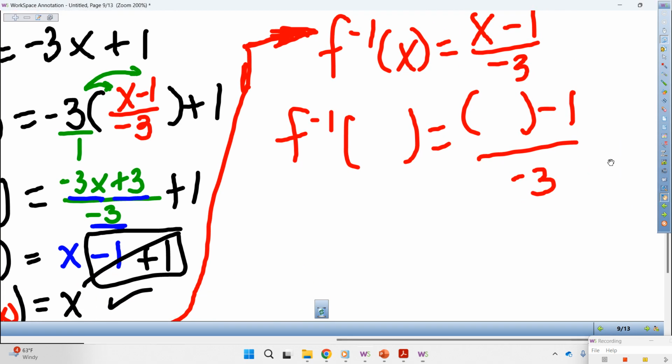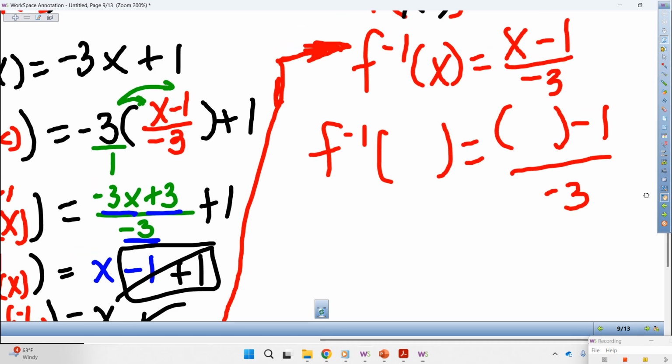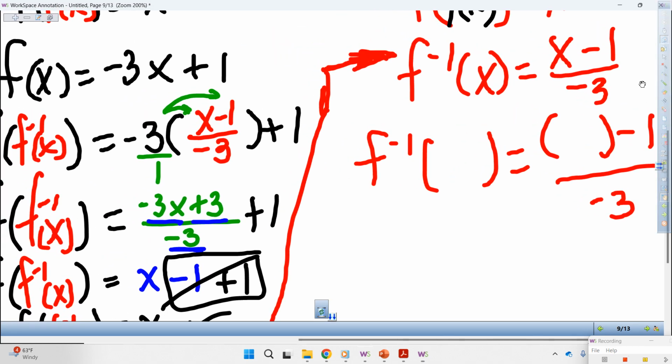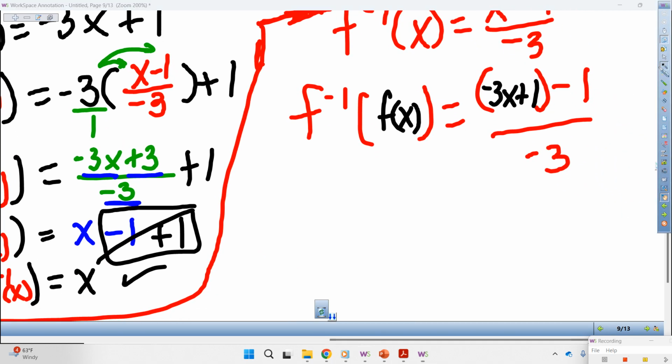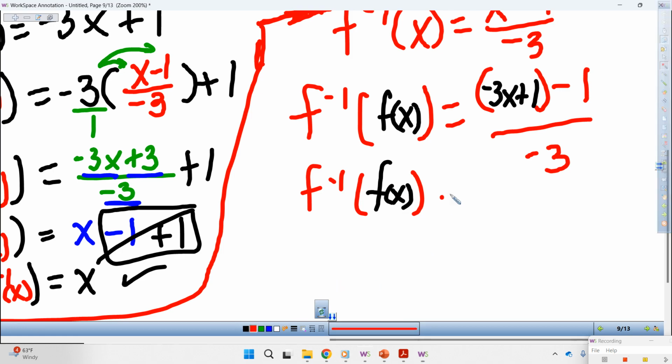Enrique, pass to someone. Mario, what do I substitute in here first? F of x, very good. How about over here? Plus 1. All right. So let's finish that side up. Let's see. F inverse of f of x equals. All right. So pass to someone so they can help me with this piece.